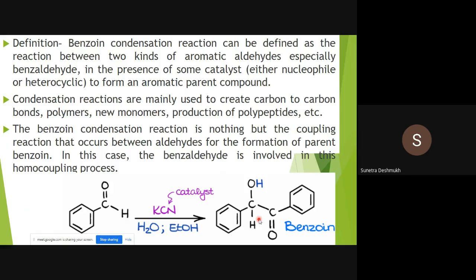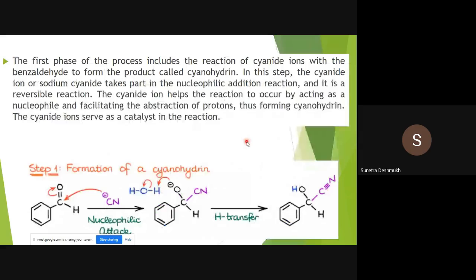In this case, benzaldehyde is involved in this homocoupling process. So we are going to couple 2 moles of benzaldehyde in the presence of a nucleophilic catalyst or heterocyclic catalyst to synthesize the alpha hydroxy carbonyl compound that is called benzoin. Okay, so we'll go through the mechanism step by step.